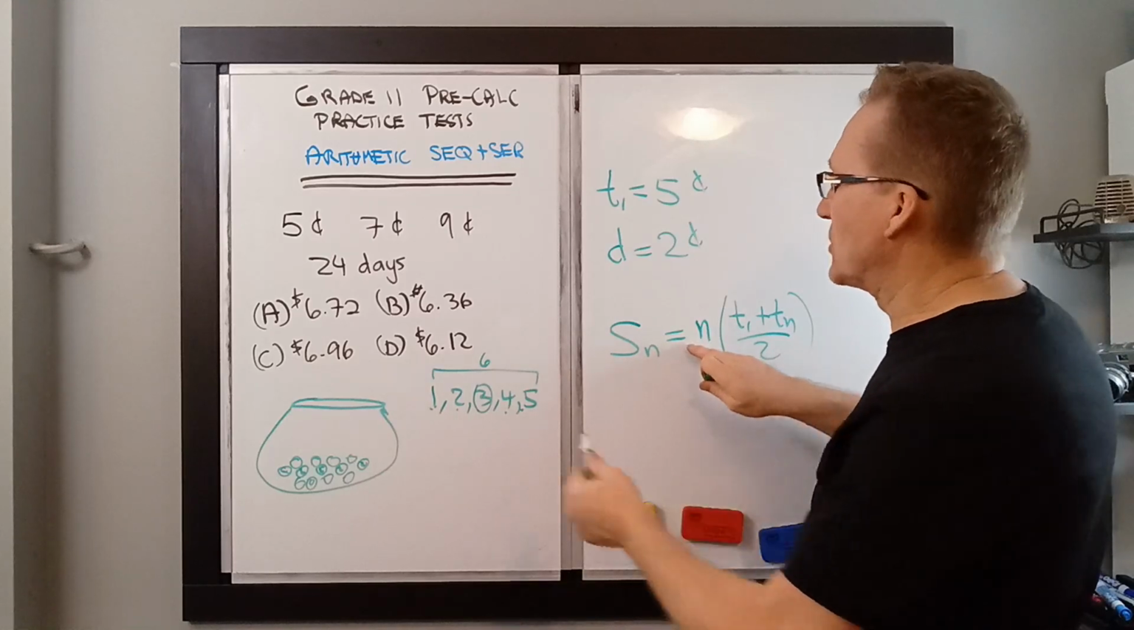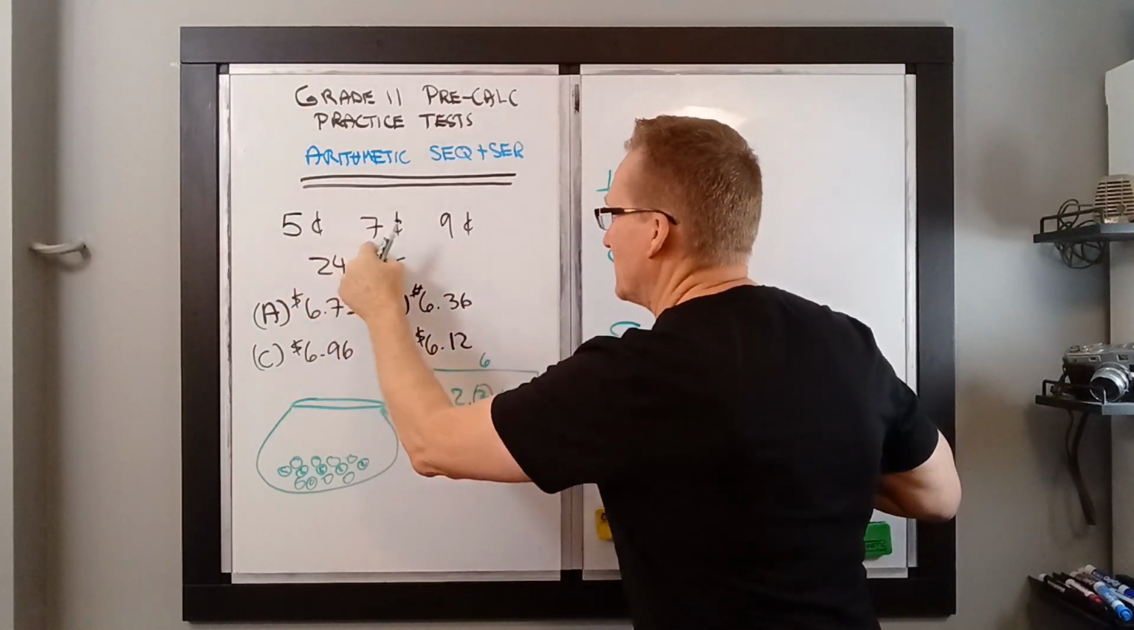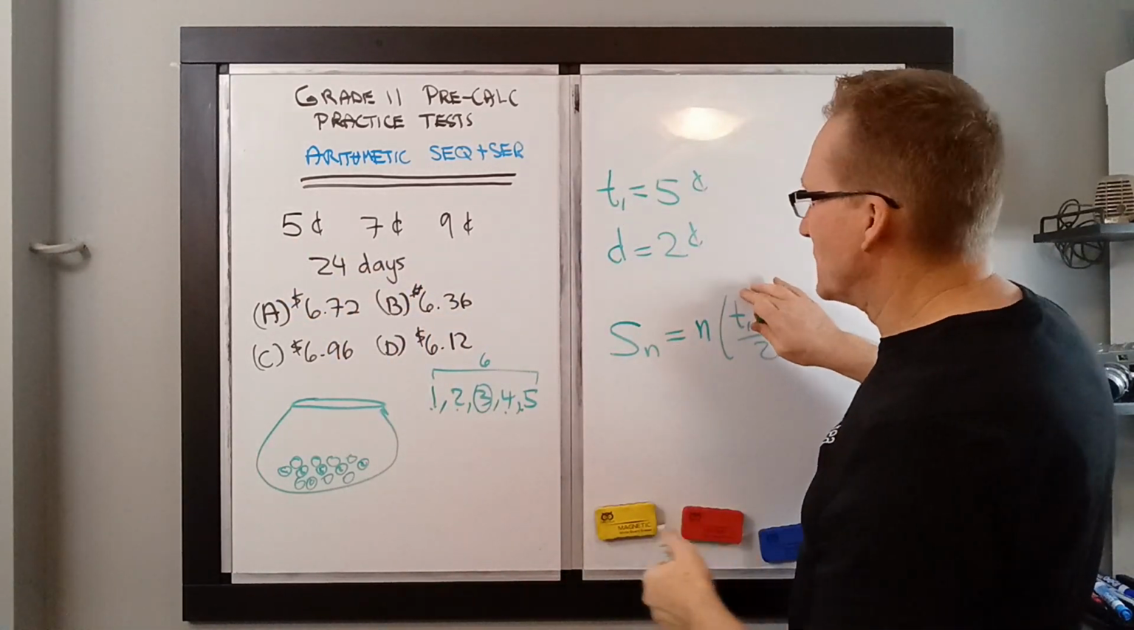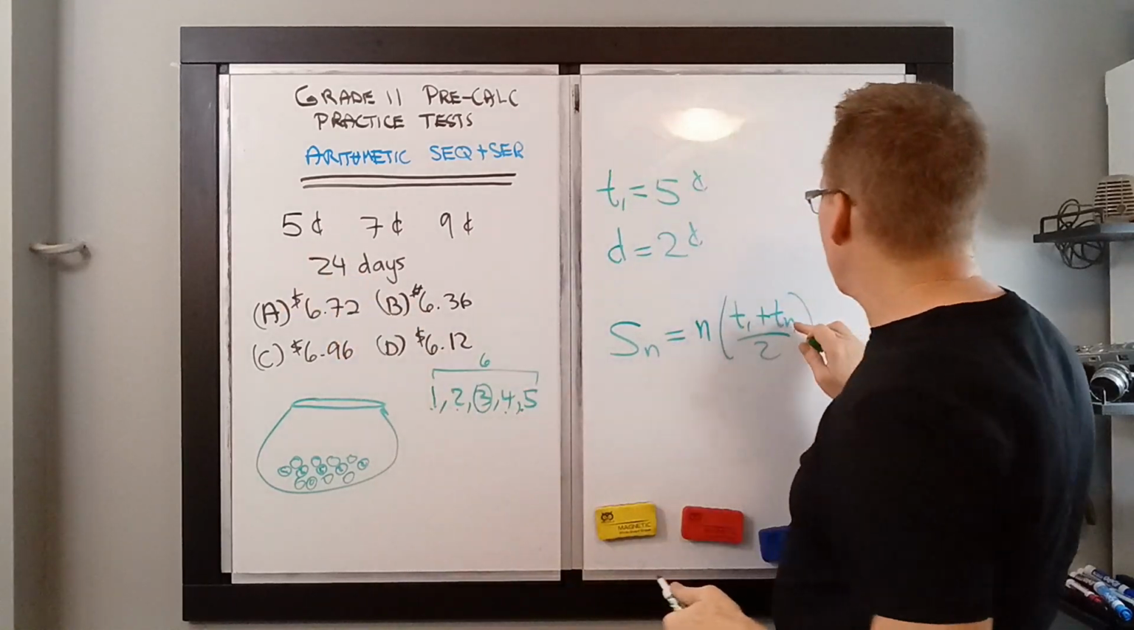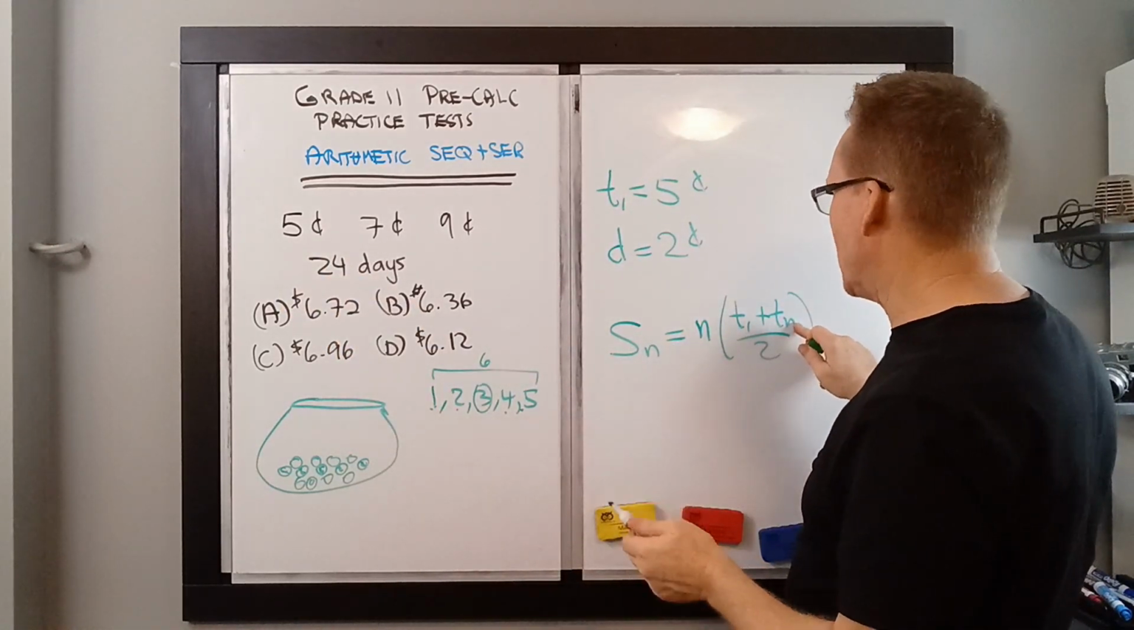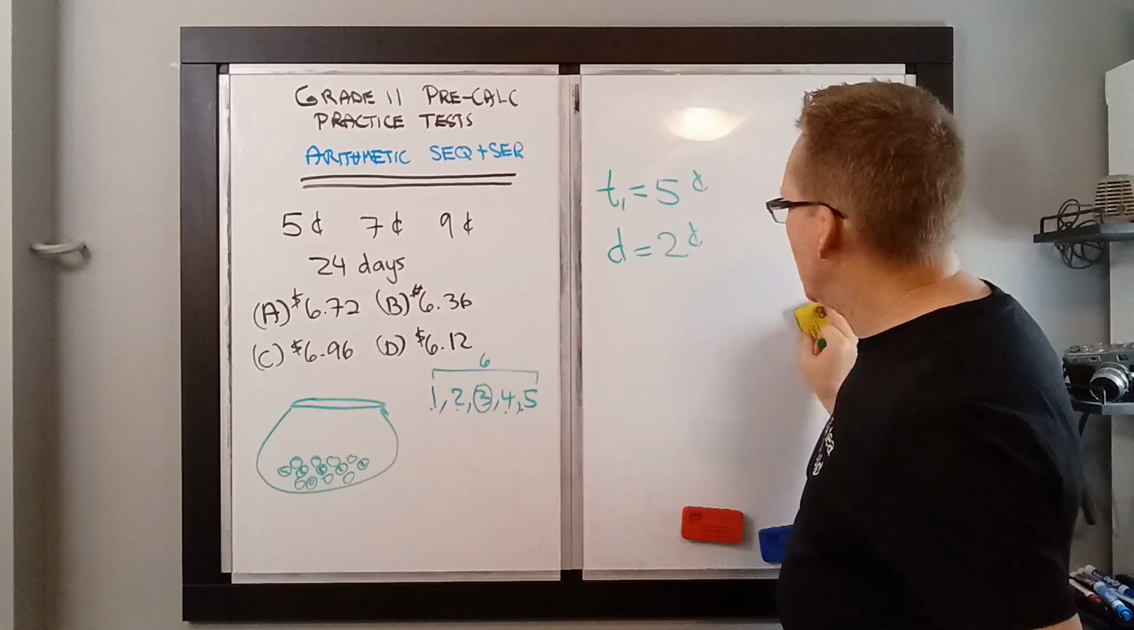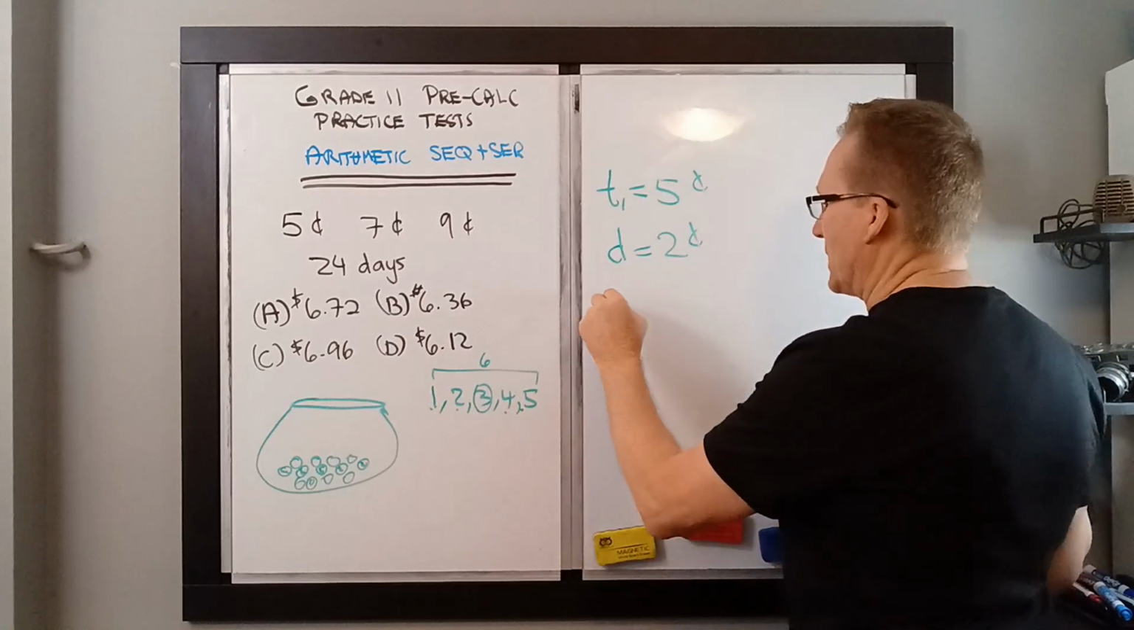So we need the number of terms. We have that, 24 days, counting the first one and the second. We need the first day. We've got that. We don't know the last term. Let's see if we can calculate it. We're going to erase this here and just calculate it using our basic formula.